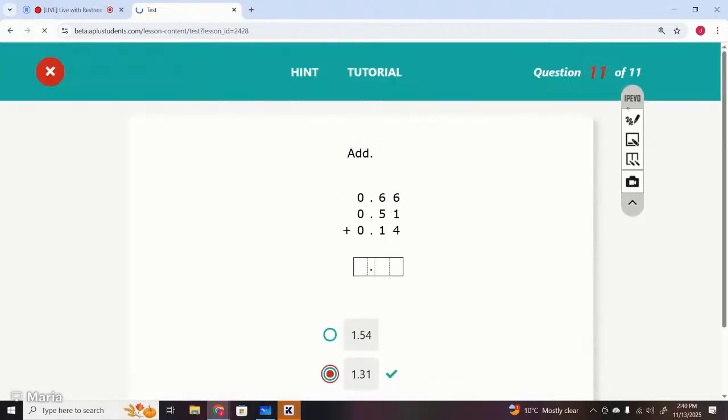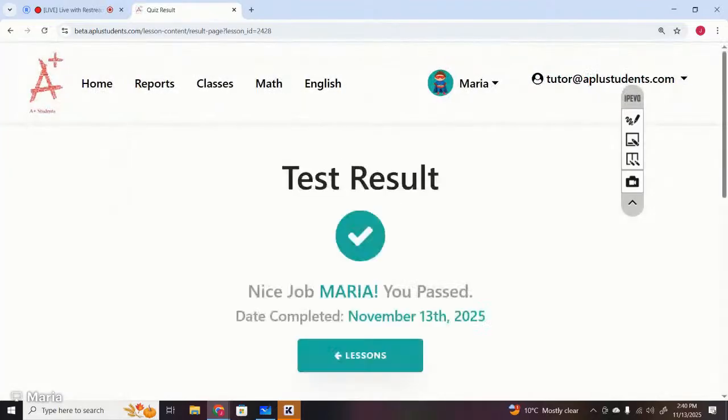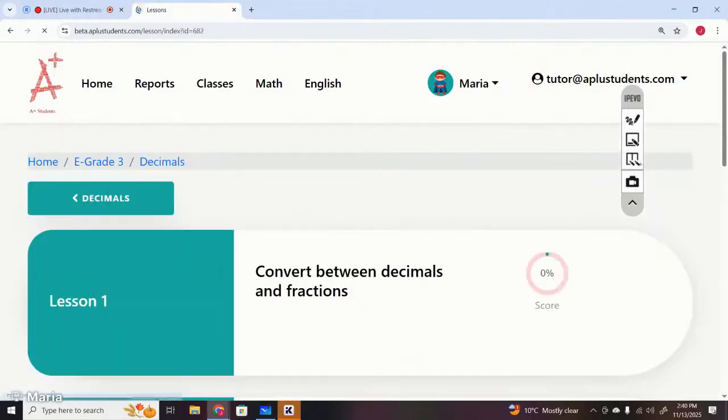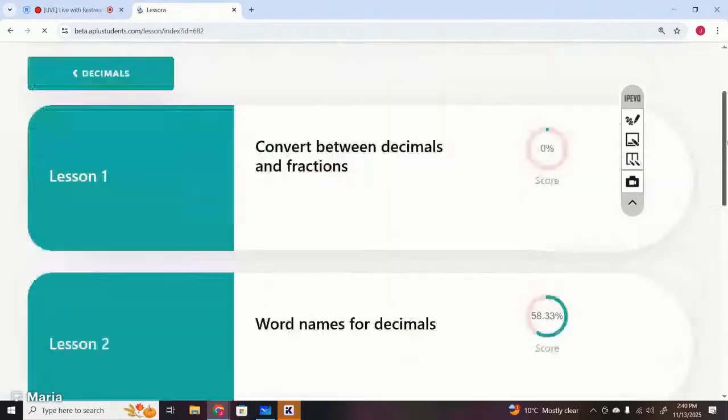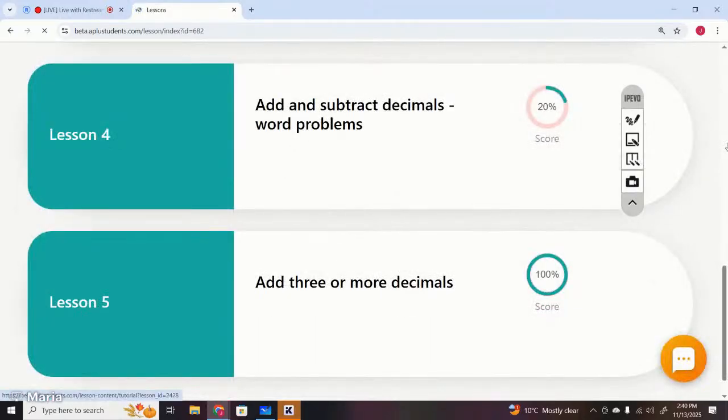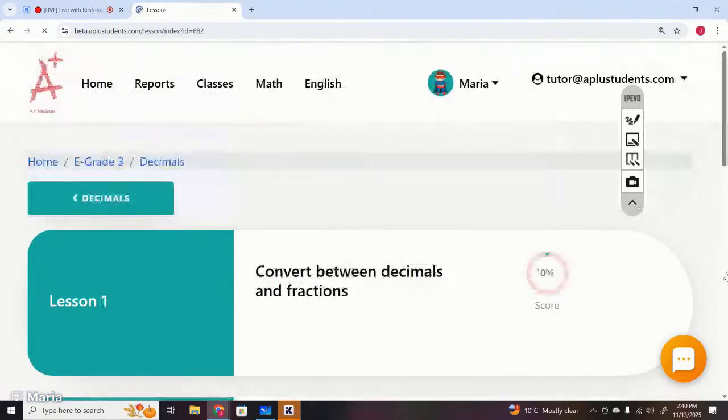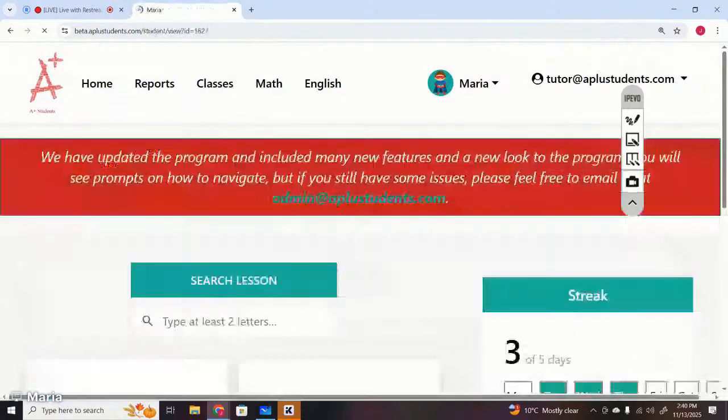Okay, you can complete the lesson by yourself today. So we were working on grade 3 math. What we were working on is decimals. The lessons we have covered today are add and subtract decimal word problems and more decimals. So please make sure before the next session you complete all the practice questions for those lessons. That is your homework until the next session.